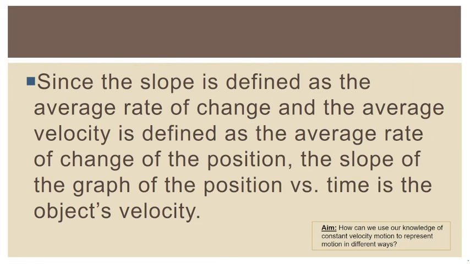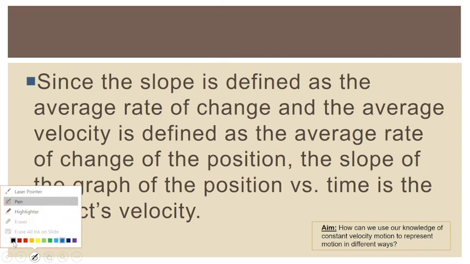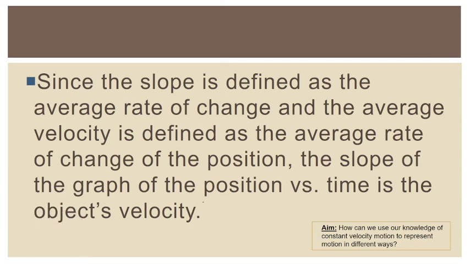So let's write a couple of notes here. Since the slope is defined as the average rate of change, and the average velocity is defined as the average rate of change of the position, the slope of the graph of the position versus time is the object's velocity. And we'll just mark here as well, of course, that the magnitude is the speed.